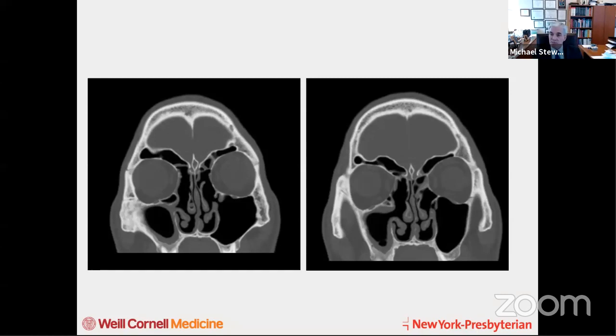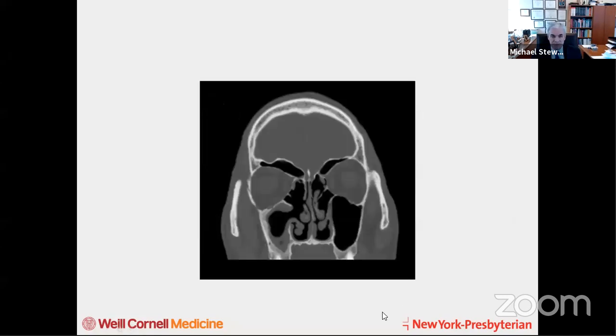And now when you look in the patient's nose with endoscopy, you can see that he has a nice large oval maxillary ostium in the correct location. Here again is a picture of an opening, but that opening is too far posterior.